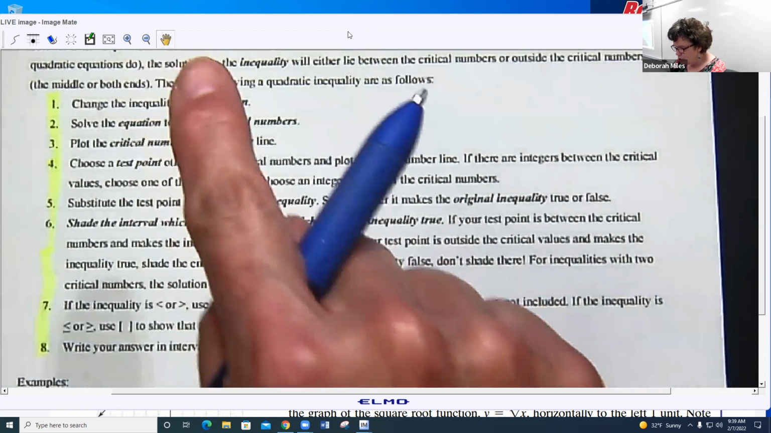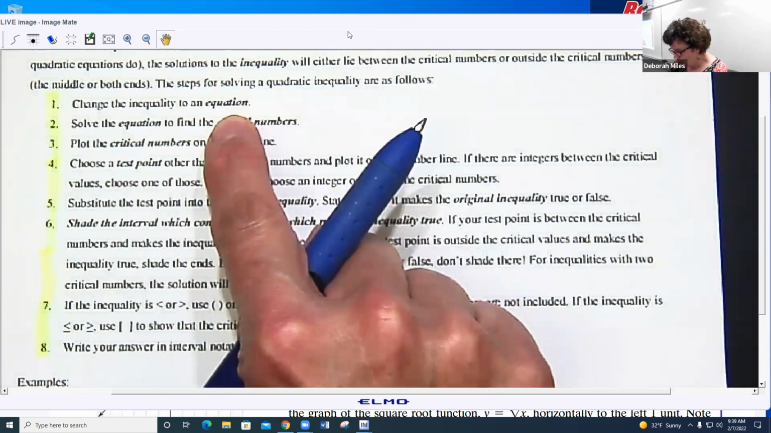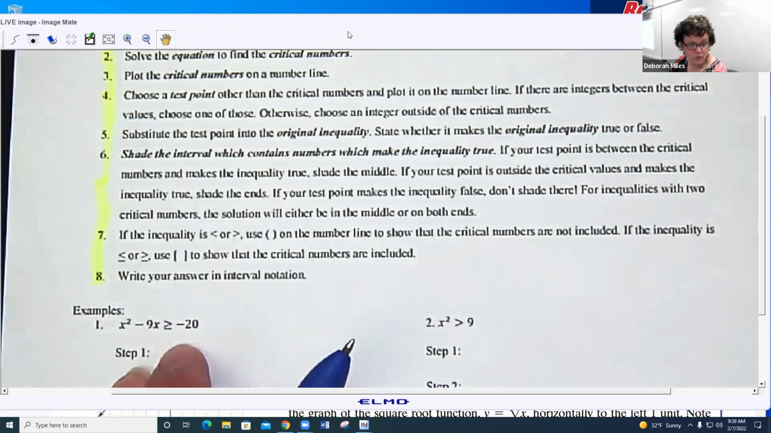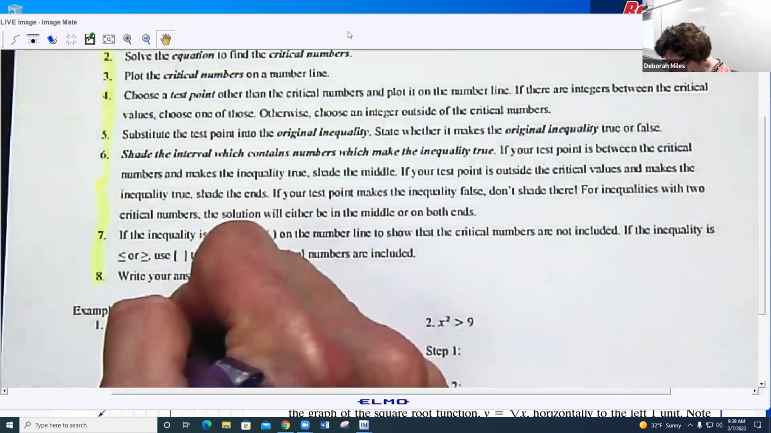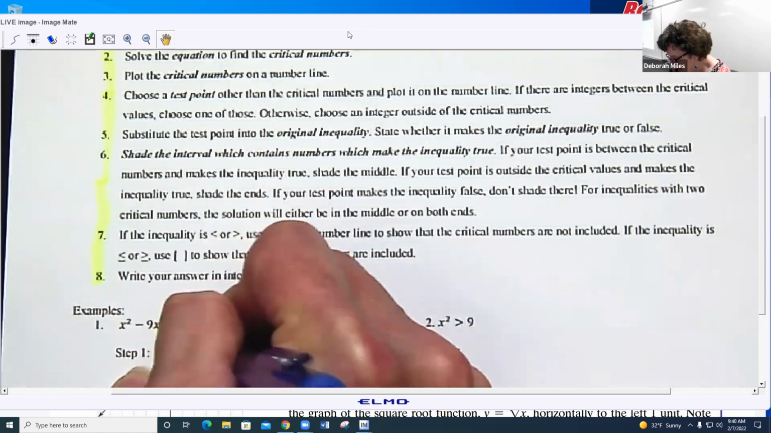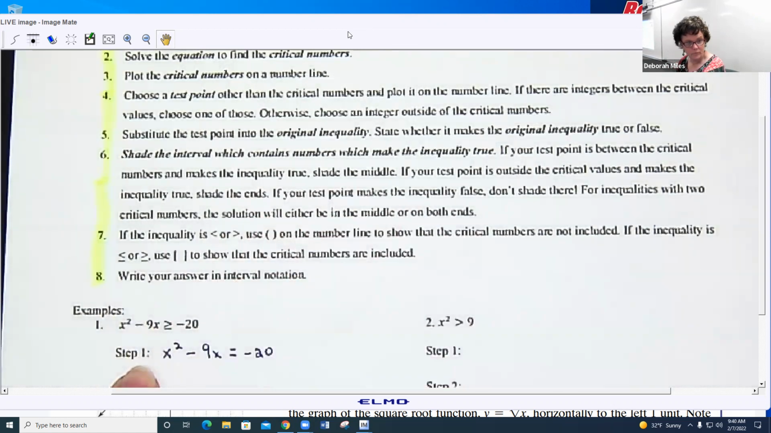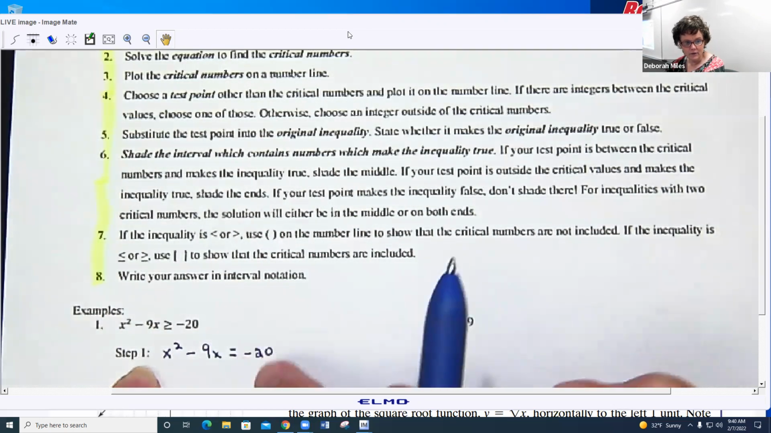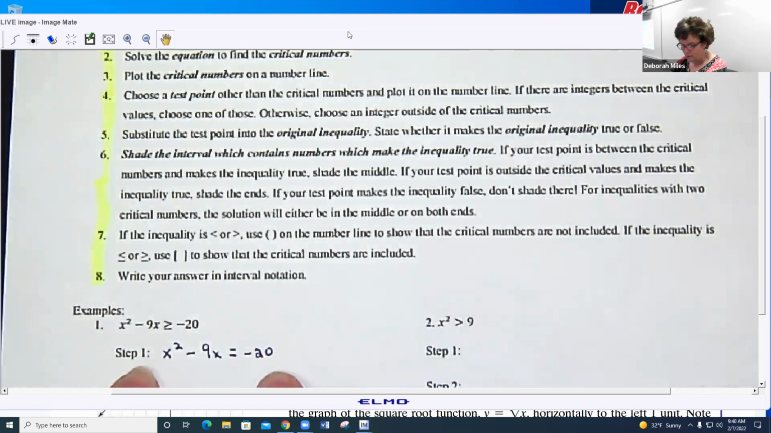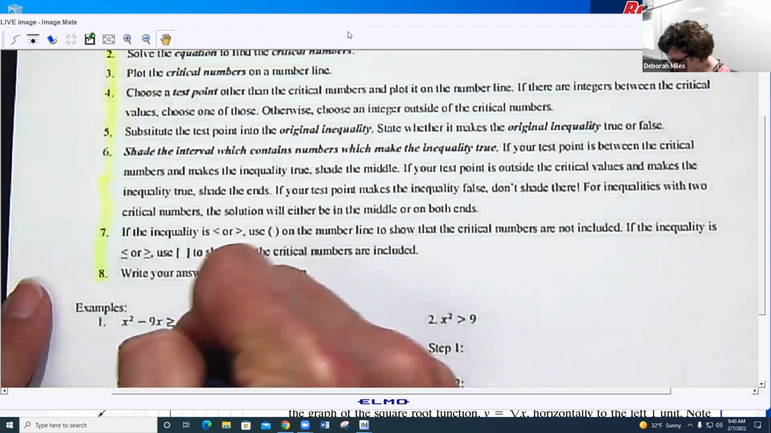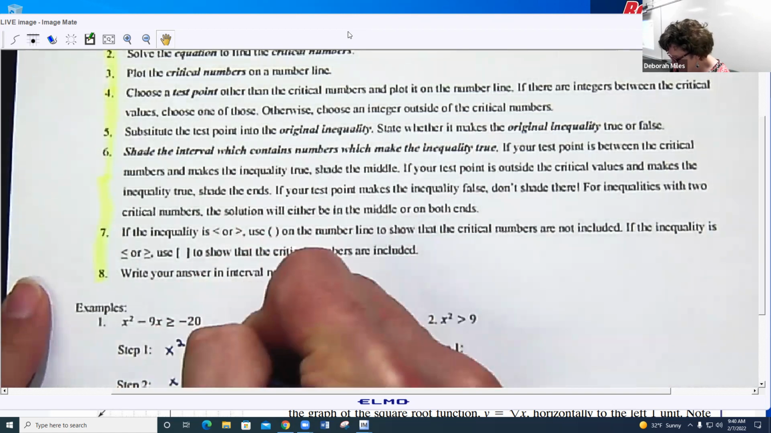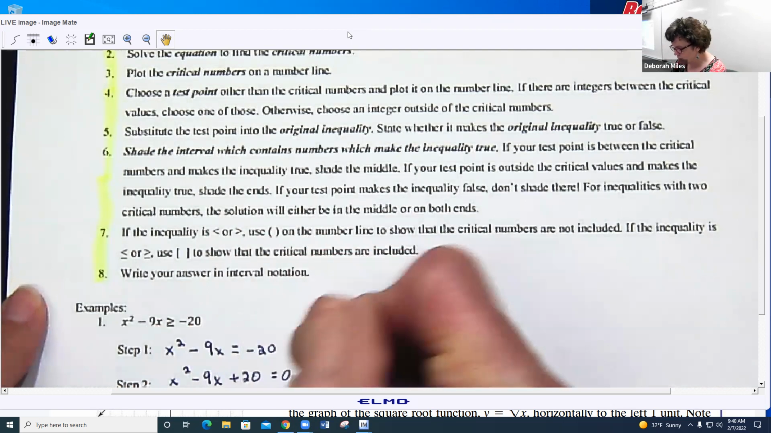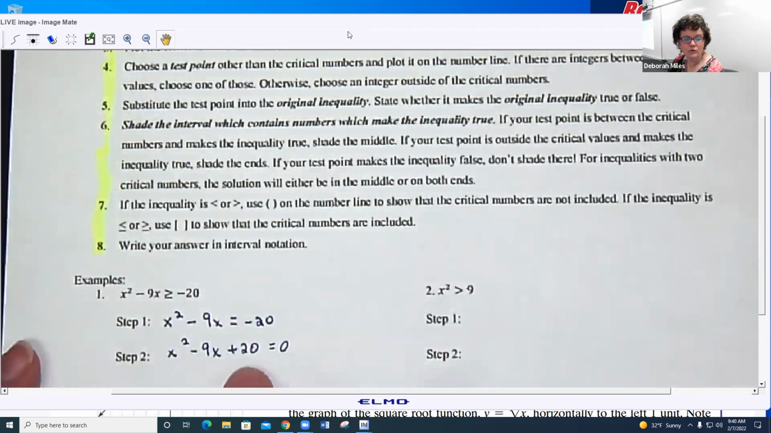Step 1, change the inequality to an equation. So x squared minus 9x is greater than or equal to negative 20. Step 1 says change that to x squared minus 9x equals negative 20. You just changed a quadratic inequality to a quadratic equation, and you're supposed to know already how to solve a quadratic equation. You have to get it in standard form. This one, I'll add 20 to both sides, and then either factor or use the quadratic formula. There are factors of 20 that have a sum of 9, so I'll be able to factor this.